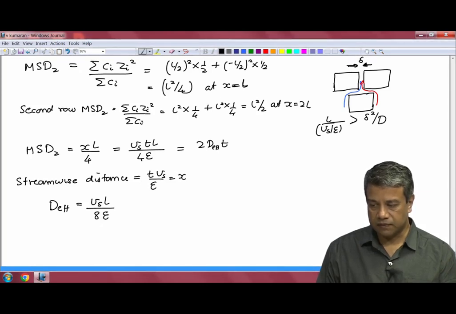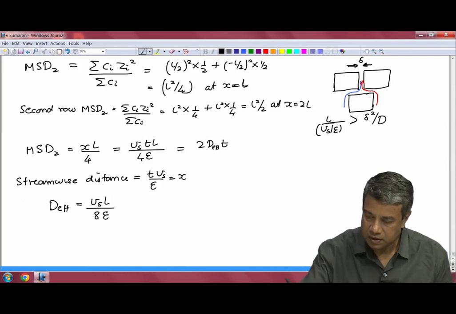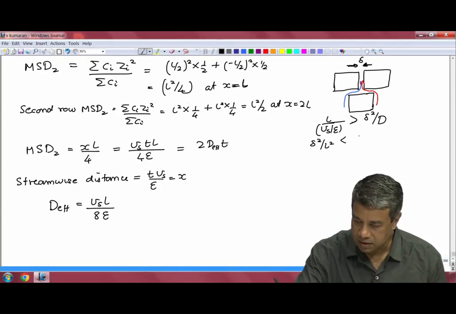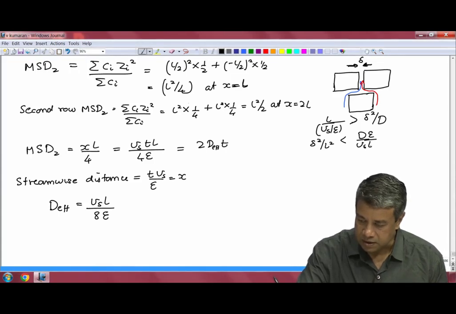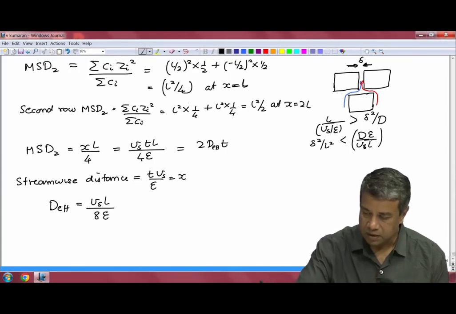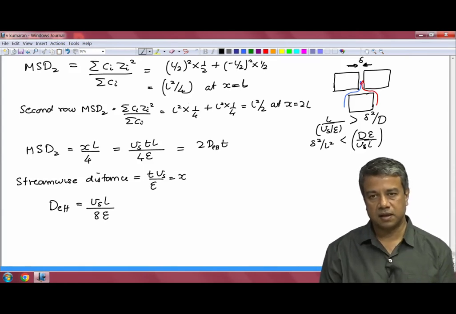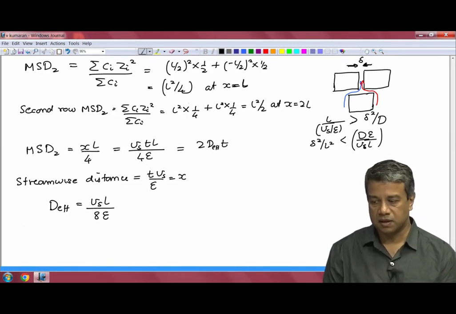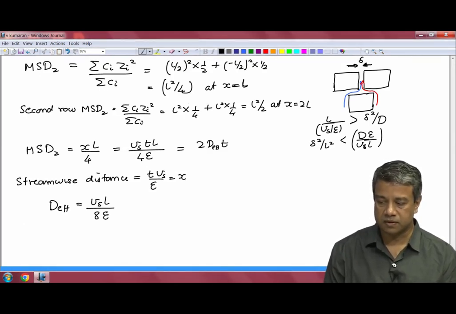Or alternatively, delta square by L square has to be much smaller than D epsilon by Vs L. Okay. D epsilon by Vs L is the inverse of a Peclet number. So, delta square by L square has to be smaller than the inverse of the Peclet number, based upon the molecular diffusion coefficient and the characteristic velocity.